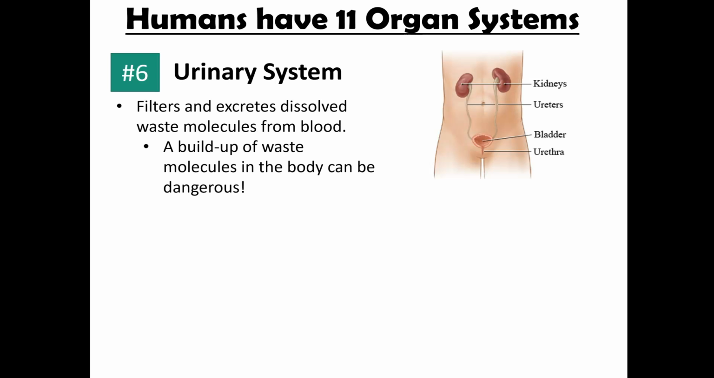Number 6, the urinary system. This basically filters and excretes dissolved waste molecules from the blood. A buildup of waste molecules in the blood can be very dangerous. So your bladder stores that waste. The kidneys filter your blood. And then whatever is left that the body doesn't need is stored in the bladder as urine, and then it is excreted out.